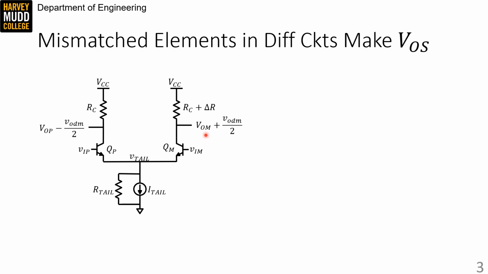Fortunately, the large signal analysis is simplified by the fact that QP and QM are in forward active and delta R is a small value. That means the tail current still splits evenly between QP and QM because the collector voltage of a BJT in forward active doesn't appreciably affect the emitter current or the collector current.